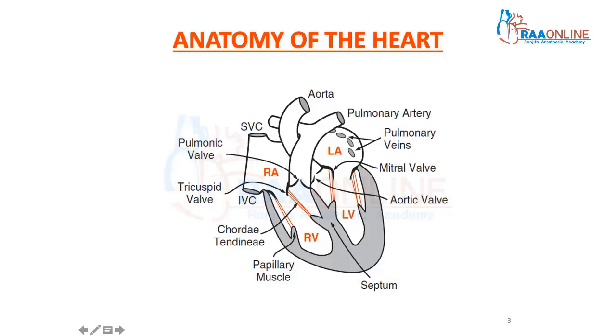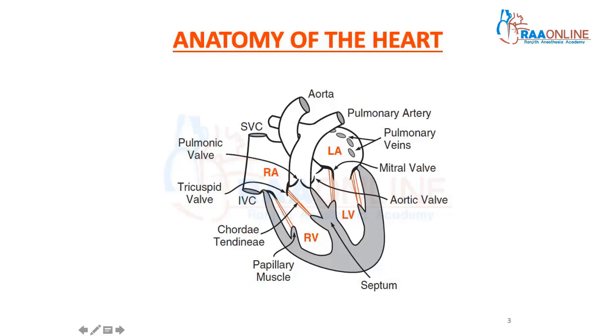From the left atrium, the blood enters the left ventricle across the mitral valve. When you compare the left ventricle to the right ventricle, the left ventricle has a thick muscular wall, so it can generate higher pressure during contraction. And from the left ventricle, the blood enters the aorta, and from the aorta into the systemic circulation, and therefore the various organs of the body.